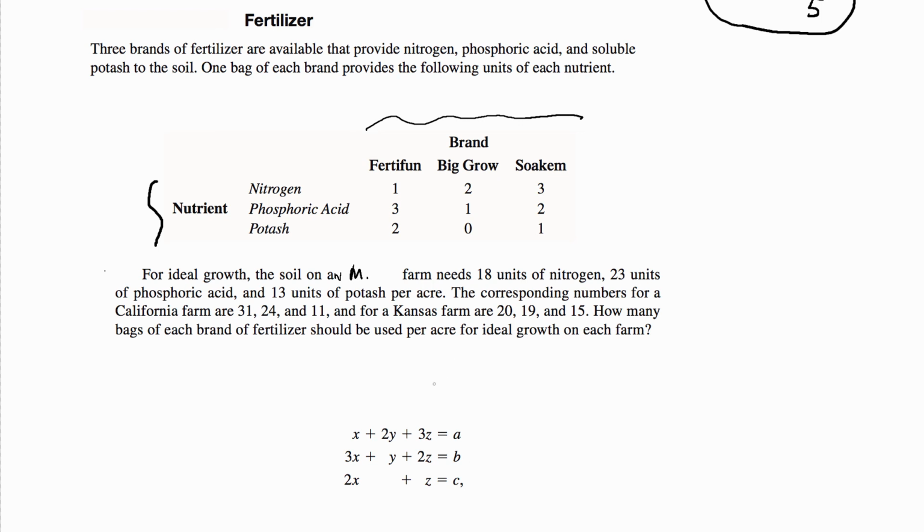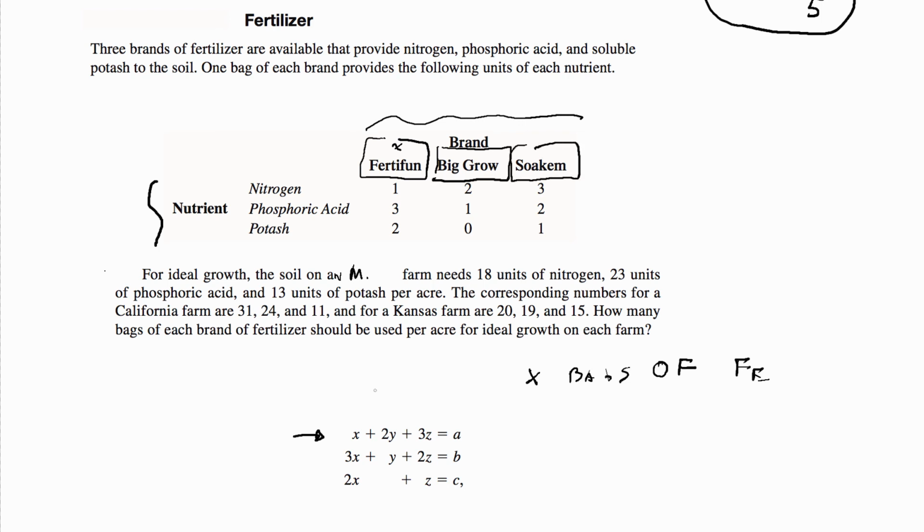Now let's take a look at these equations here. I guess we should say what we're going to do. You've got X, Y, and Z, so I should tell you what these are. X is going to be the number of bags of the first type. Y is the number of bags of the big grow, and Z is the number of bags of this.